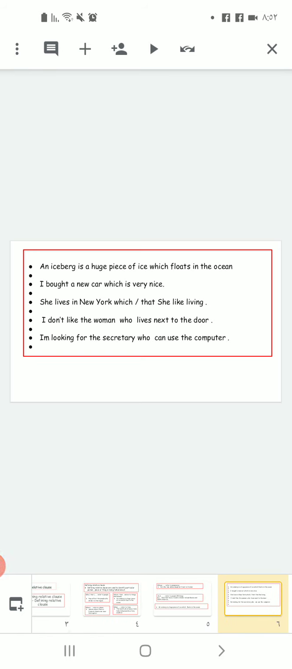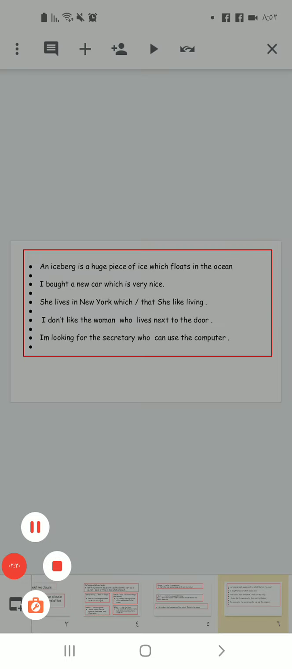For example, an iceberg is a huge piece of ice which floats in the ocean; which refers to the iceberg. I bought a new car, which is very nice; which refers to a new car. She lives in New York, which she likes living in; which refers to New York. I don't like the woman who lives next door; who refers to the woman. I'm looking for the secretary who can use the computer; who refers to the secretary, so we use who. Now we will start with non-defining relative clauses.